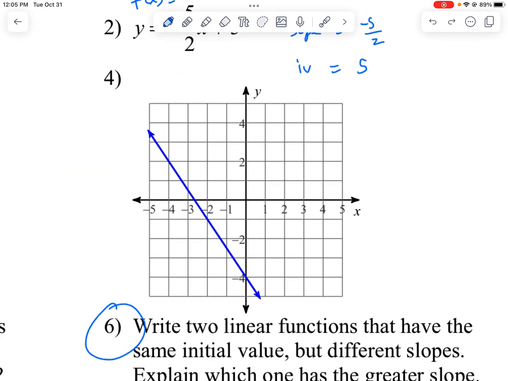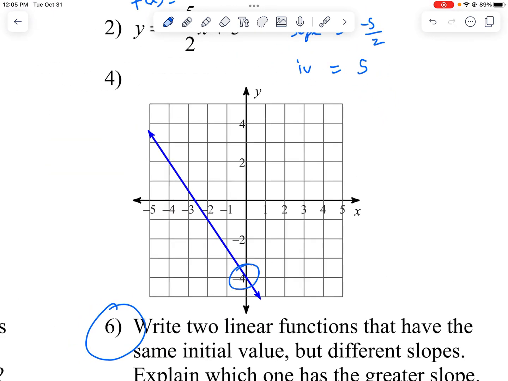If you're looking at a graph, this is going to be your initial value. And then to get slope, you need to find 2 distinct points, and then get your slope. In this case, it went right 2 and down 3, so -3, which means our slope on it is going to be -3/2.